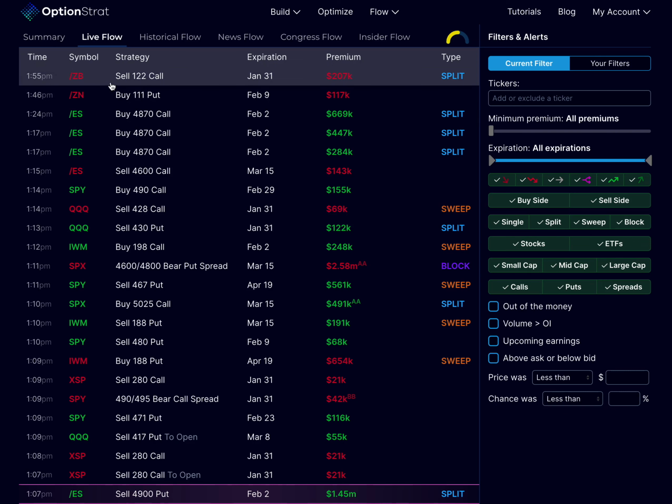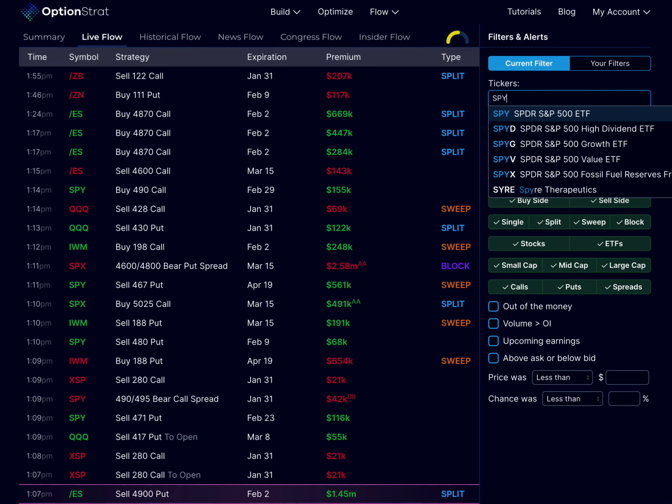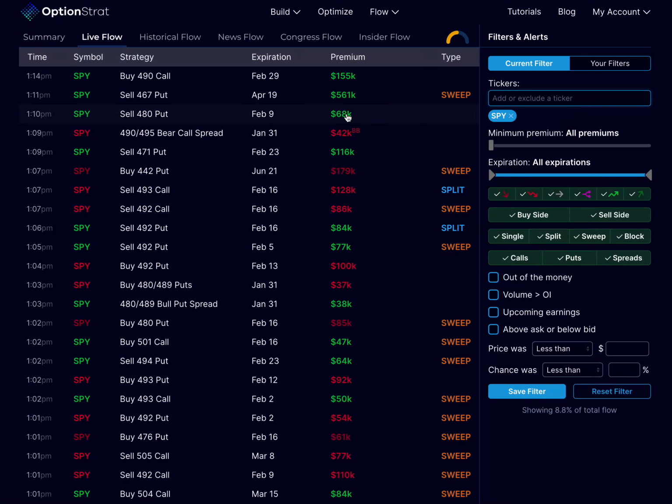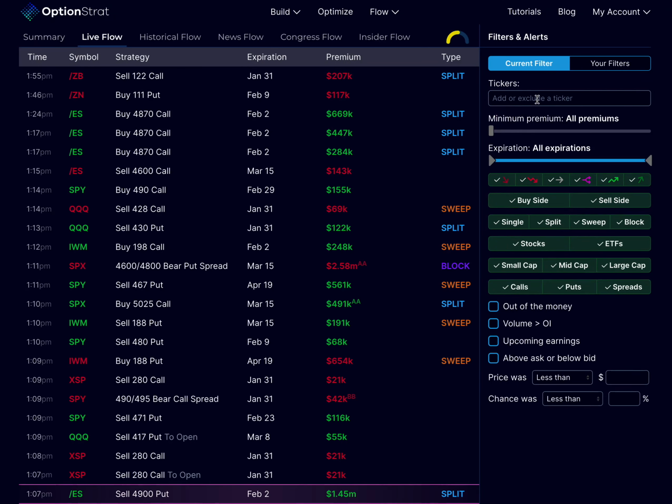But I can sit here and I can see, again, everything that's coming through in real time. I can filter this down. Maybe I only want to see SPY trades. Okay, so I can filter it just to SPY trades or Google or whatever I might want to do. I can build out different filters. I can look specifically for things that are very bearish, just bearish, neutral, bullish, very bullish. I can look at just ETFs if I want. I can look at just small caps, large caps, etc. So I can build out whatever I want as a filter.